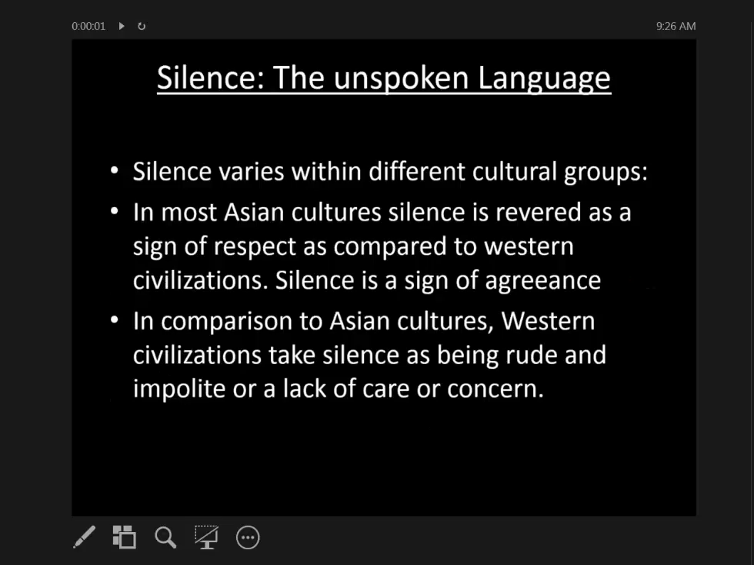Silence, the unspoken language. Silence varies within different cultural groups. In most Asian cultures, silence is revered as a sign of respect. As compared to Western civilization, silence is a sign of agreeance. In comparison to Asian cultures, Western civilizations take silence as being rude and impolite or lack of care or concern.